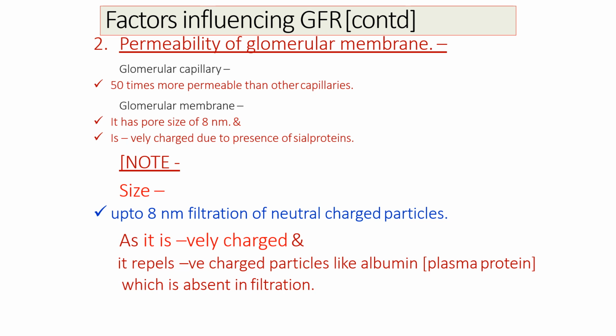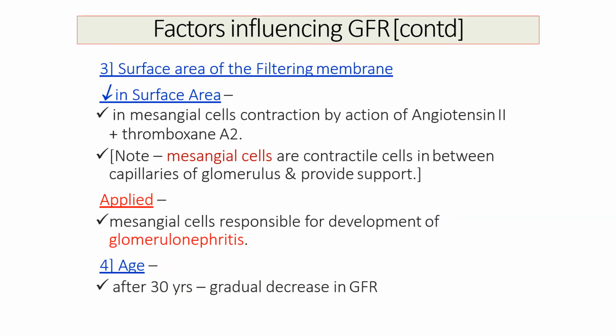Particles up to 8 nanometers in size, if neutrally charged, are filtered. As the membrane is negatively charged, it repels negatively charged particles like albumin, which is absent in the filtration. That is, albumin is not present in the filtrate.